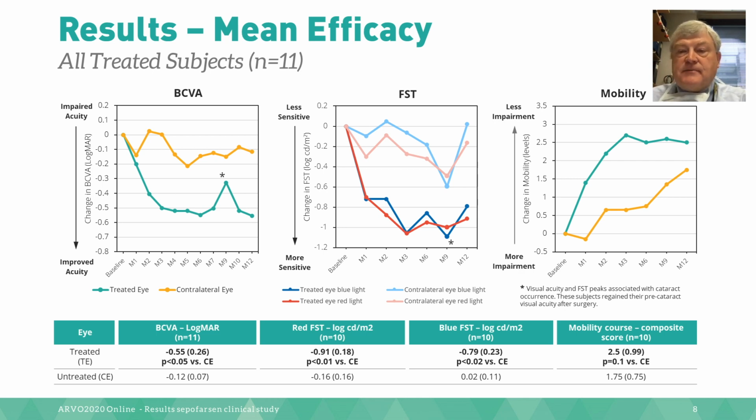The mean difference was statistically significant, and the magnitude was greater than 0.3 logMAR, or a 3-line improvement, which is accepted as clinically meaningful. Red and blue FST demonstrated improvement in light detection of almost 1 log unit, or nearly 10-fold increase in sensitivity. For both stimuli, the difference between the treated and untreated eyes was statistically significant.